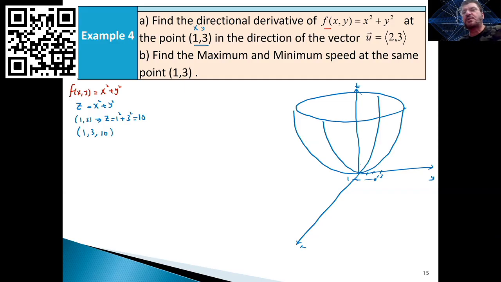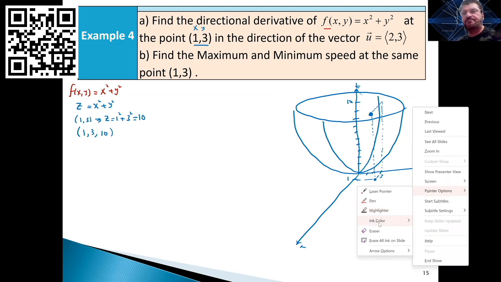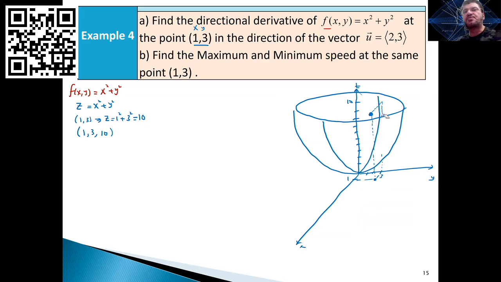But I need 1, 3, and 10. So what do we say? 1, 2, 3, 4, 5, 6, 7, 8, 9, and 10. This is 10 on the z-axis. What do we do? From y, which is 3, we go all the way up to z equal to 10. Then we take a line parallel to the x-axis and see where they meet. They will meet somehow here. So this is the point, guys, that we're looking for. So I'm going to remove those things now. We don't want them. They will distract me while I'm working.